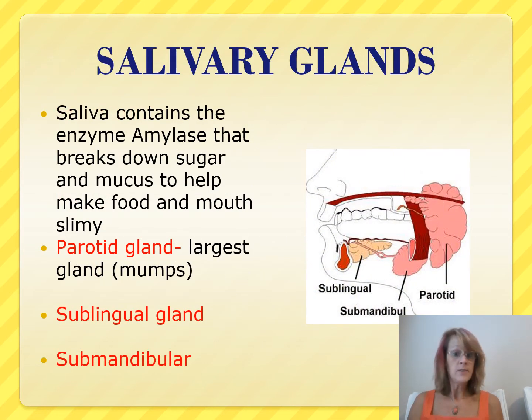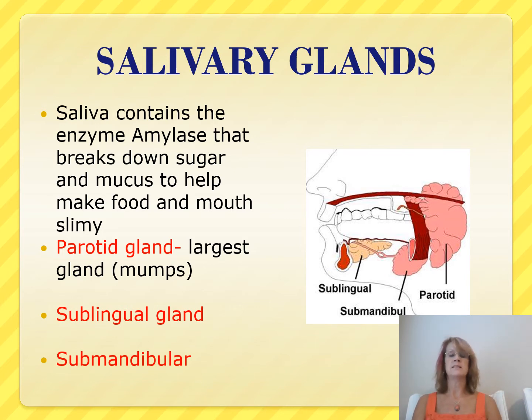Now, also in our mouth, we have our salivary glands. You actually have 3 pairs, or 6 salivary glands, and they make saliva. Saliva, as you know, is mostly water. It also has an enzyme called amylase in it. Remember, anytime you see ASE at the end of the word, that means you have an enzyme. And usually the name of the enzyme gives you an idea of what it does.